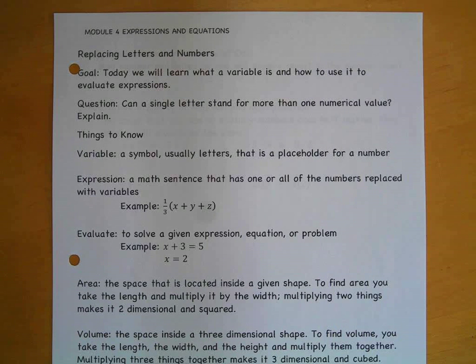Multiplying two things makes it two-dimensional and squared. Volume is the space inside a three-dimensional shape. To find volume, you must take the length and the width and the height and multiply them together. Multiplying three things together makes it three-dimensional, and so it's cubed.